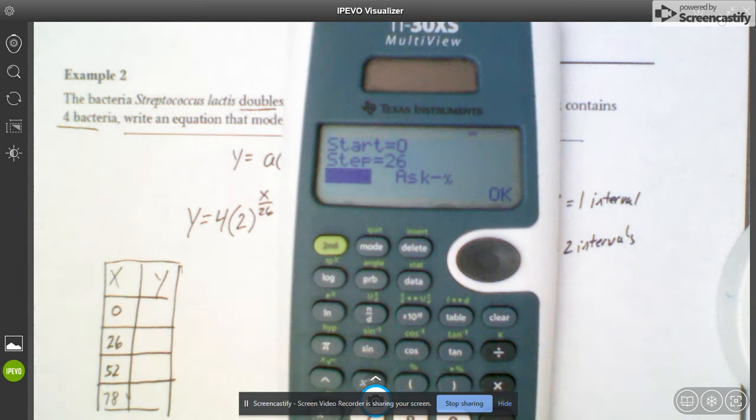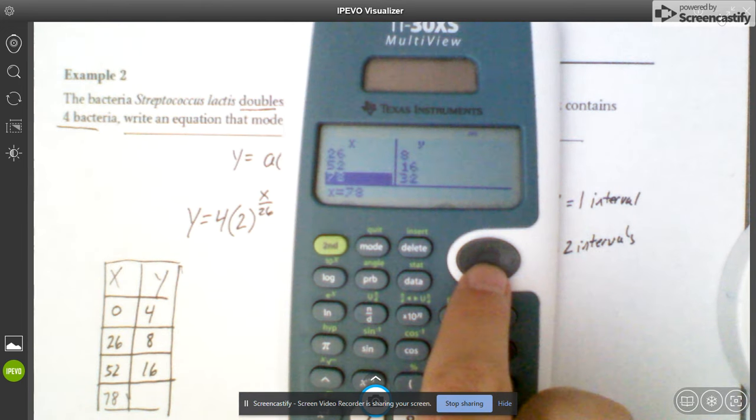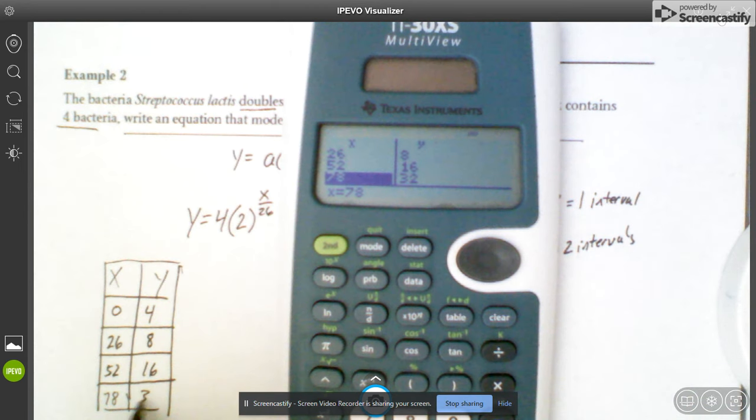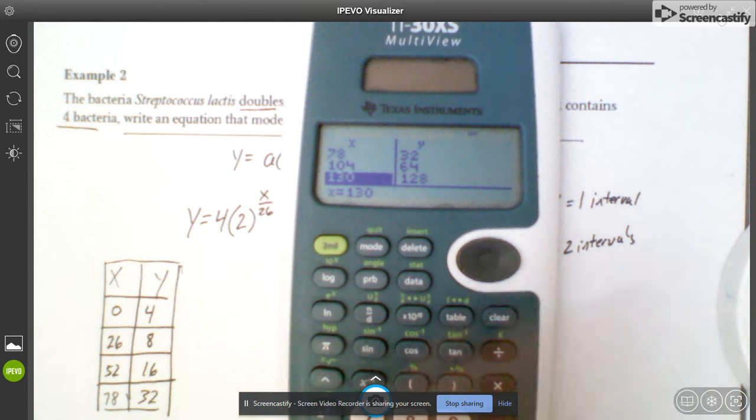Now it'll only give me every 26th number, right? So 0, 4. And what that does is it gives you some nice, neat numbers in your chart. Okay, 52, 16, and the next one down after that would be 78, 32. Okay, I'm actually going to go ahead and write down a couple more.